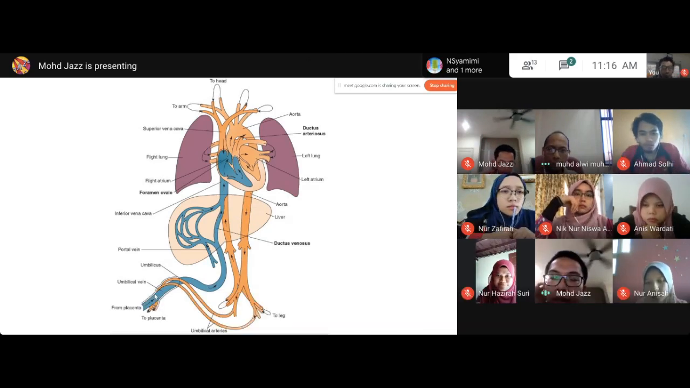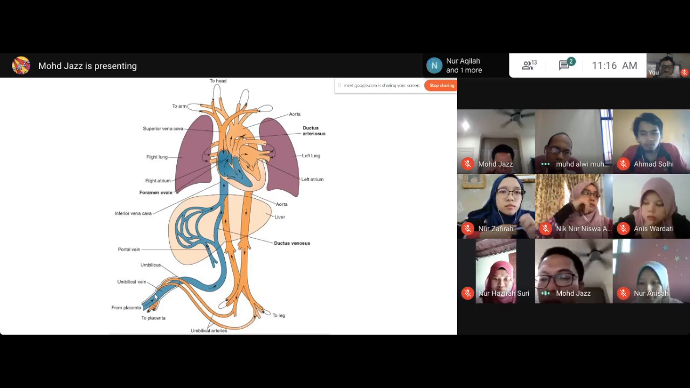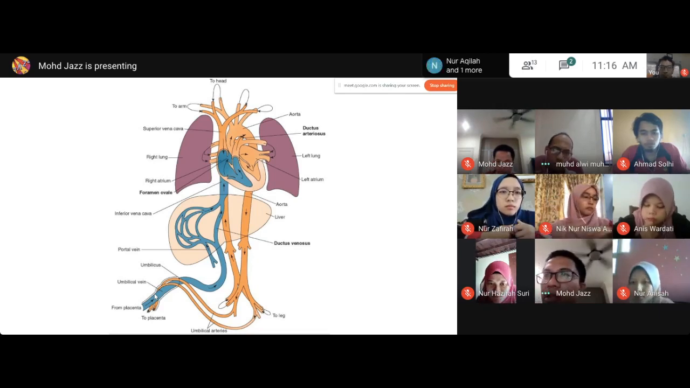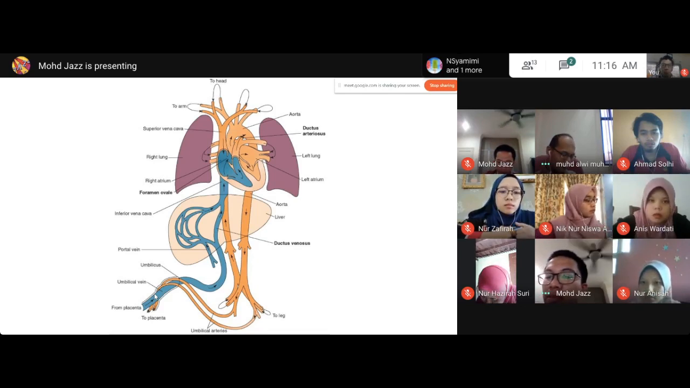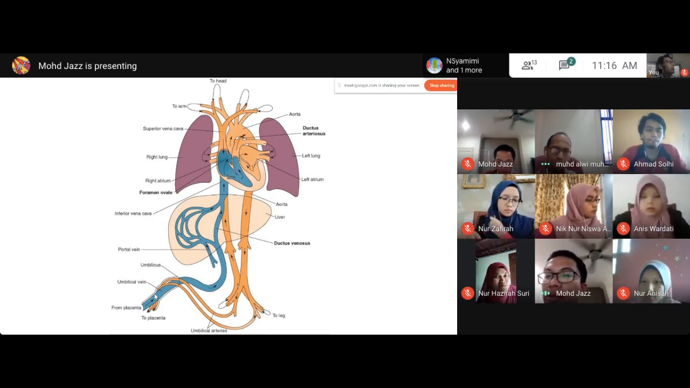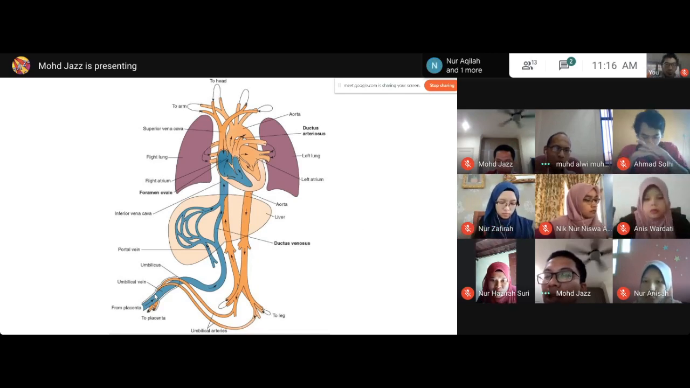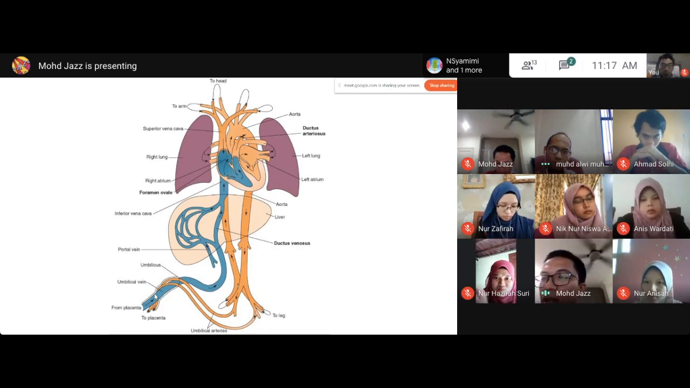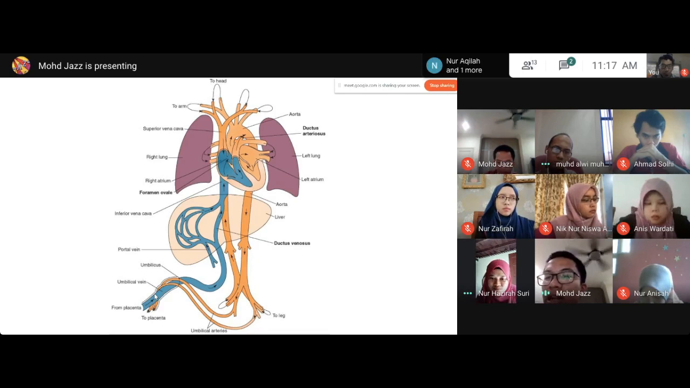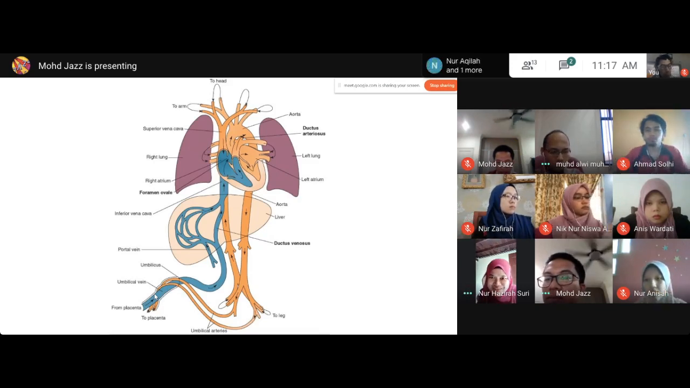I would like to ask, just now Azira mentioned a structure that affects the blood flow, whether the blood goes to the foramen ovale or to the right ventricle, which I think is the eustachian flap. Eustachian valve. Is it the same as crista dividens or is it something different? I'm not sure about that. Sorry, I'm not sure about crista dividens as well.